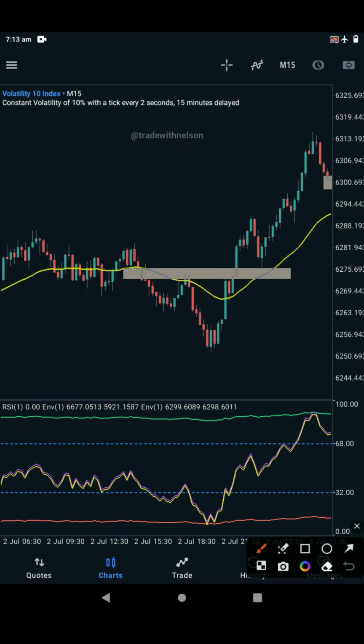So once you have the break, you will also see the break on the 32 level over here. So you can enter your buy immediately. Your stop loss will be below this moving average. You don't have to put it here.